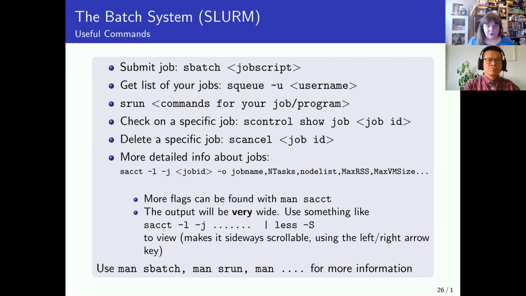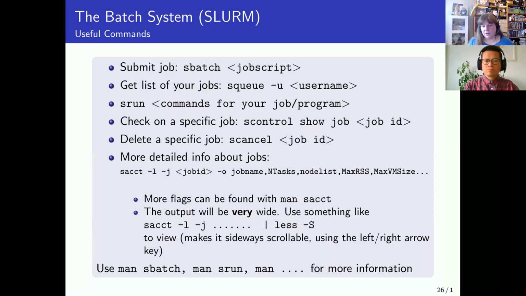To get a list of all the jobs that are running, you do squeue -u and your username. And you could also run things directly, giving all the commands to the batch system on the command line, and then you would use srun and put in all these commands that you have in the job script. But I would recommend doing a job script because then you can more easily see what it was you did and you can more easily redo it next time you're running it. To check on a specific job, you would do scontrol show job and the job ID. And the job ID, you got that when you submitted it, or you can see it with squeue -u and your username. To delete a specific job, do scancel and the job ID.